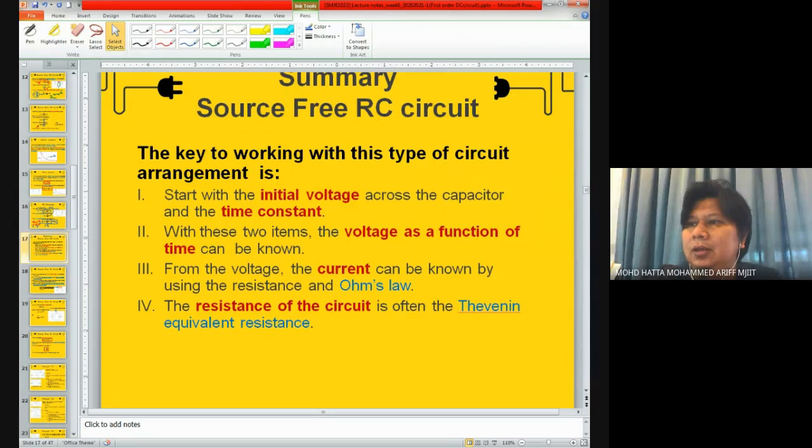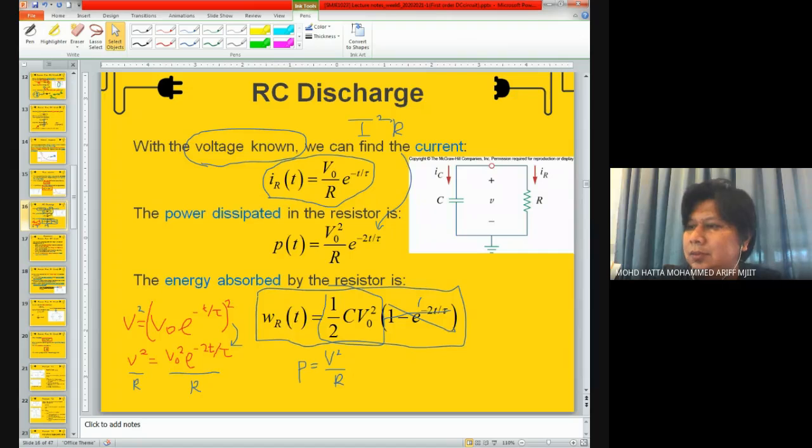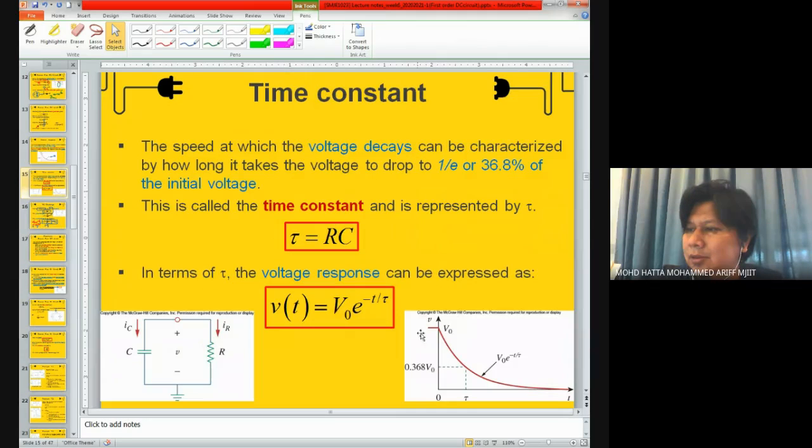Okay, in summary, maybe you see that there's a lot of advanced mathematics involved if you try to analyze an RC circuit. Yes, of course, but you may find a simpler way for you to analyze your circuit. This is the key to solving your source-free RC circuit. The first one is to start with the initial voltage across the capacitor. If you know the initial voltage, it means that V naught in this equation is solved.